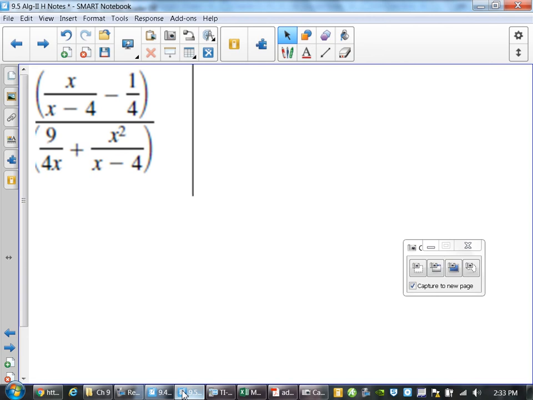You've got to get a common denominator from the top, rewrite it, get a common denominator down here, rewrite it, and then just multiply by this one's reciprocal. So, x over x minus 4, minus 4. What's going to be the common denominator of that? 4 times the x minus 4. Good.